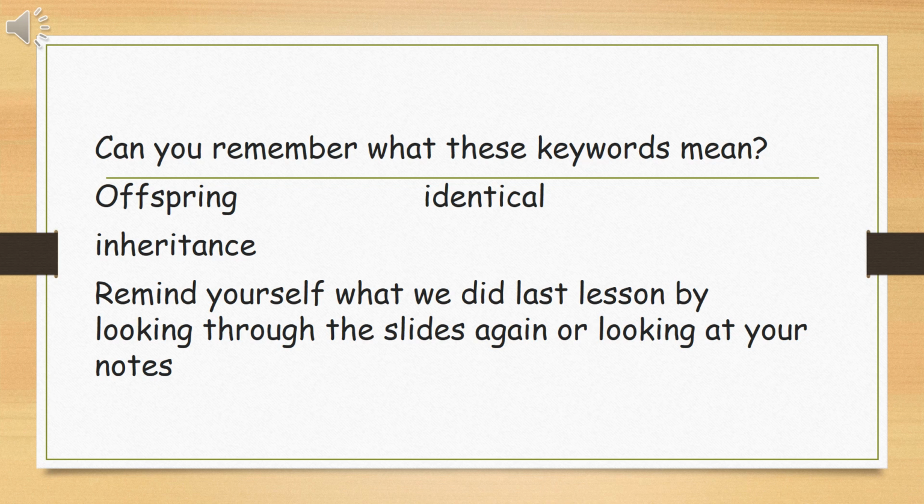Hi Year 5 and 6, welcome to week 7 of science. First of all, I just want to think about what we learnt last week. So can you remember what these key words mean? Offspring, identical, inheritance. If you can't remember, look through your notes from last lesson or watch the slide again.